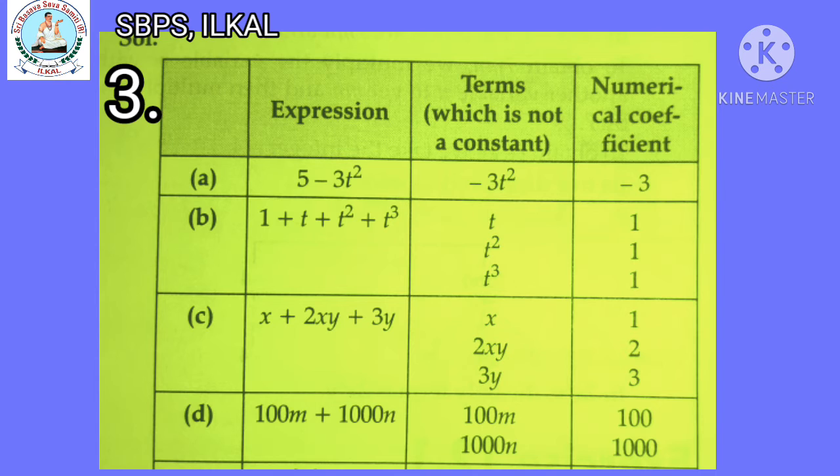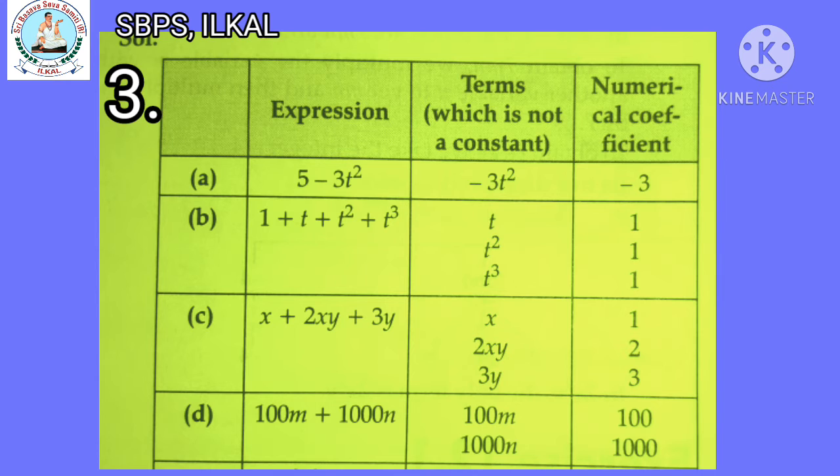Second expression, 1 plus t plus t square plus t cube. Here there are four terms. In that 1, it is a constant. So, we will take the next three terms, that is t. Its numerical coefficient is 1 because in front of t nothing is there, children. Then 1 into any number is equal to the number itself. So we can consider 1 as a numerical coefficient. In the same way, for t square also numerical coefficient is 1, and for t cube also numerical coefficient is 1.